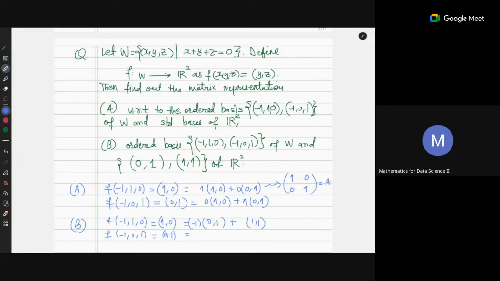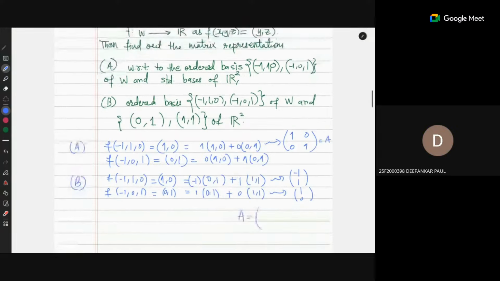So A is minus 1 and B is 0. Oh, sorry, B is 1. So what is your first column? Minus 1, 1. What about the second column? We need to express (0, 1) as a combination of the basis vectors, so the second column is (1, 0). So this is the matrix in the second case.